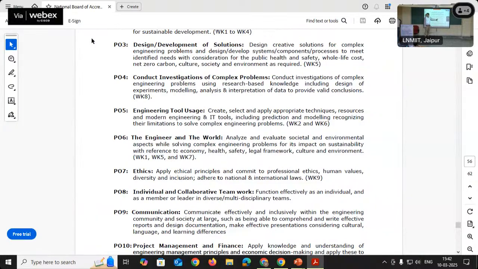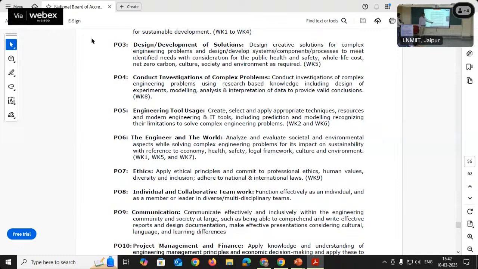Knowledge part, first PO is knowledge, second, third, fourth, fifth is the skill. Problem solving skill, complex investigation, all those things, modern tool use, that comes into the skill. And then PO6 to PO11 or 12, it is only the behavior part, like communication, which includes presentation as well as writing communication, writing reports. That is also its behavior part.